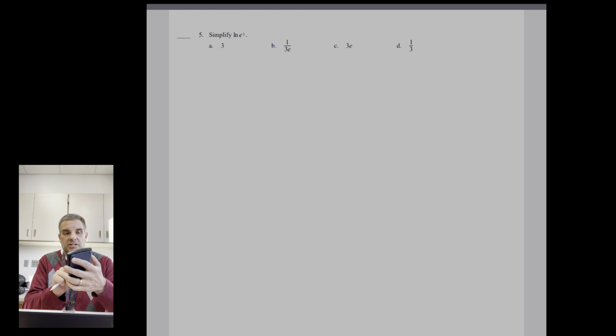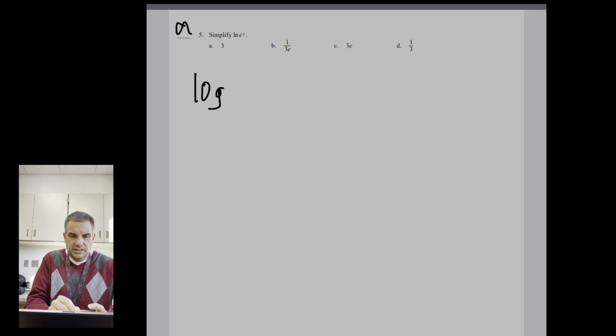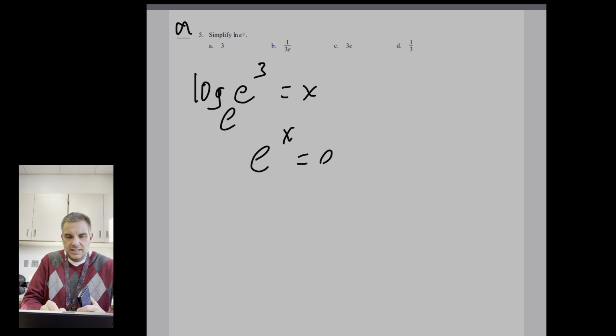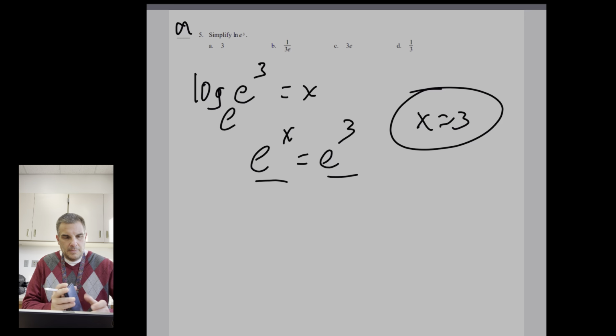But just to double check, just hit ln, second ln to the third, close a bunch of parentheses, and you still get A. Realistically, this would be log base e of e to the third. If you think about this, it'd be e to the x equals e to the 3. They have the same base. So since they have the same base, x is equal to 3. Okay. Fast way to do those.